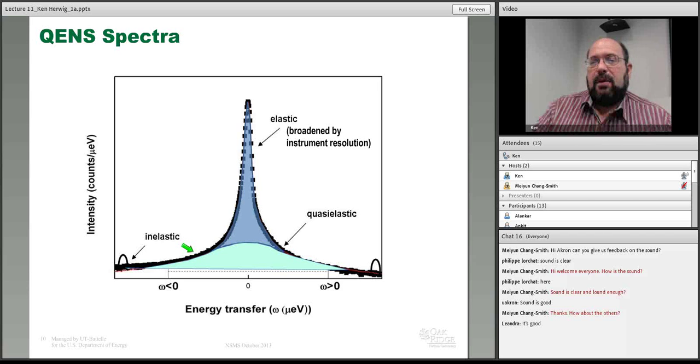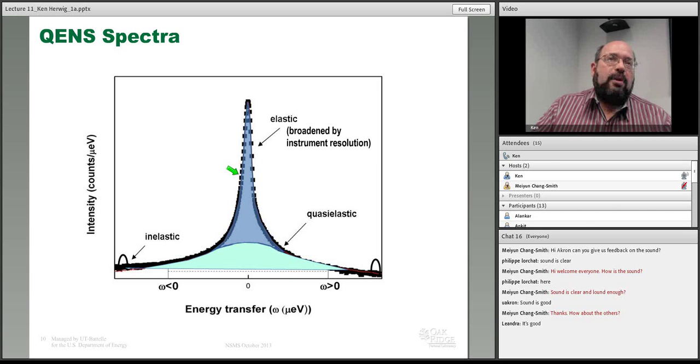So if you want to look at very, very slow motions, you need an instrument that has a very, very fine energy resolution. Okay. So the elastic peak will always consist of the intensity that is truly elastic, or energy that is from processes that are so slow that the scattering is still within the instrument resolution.